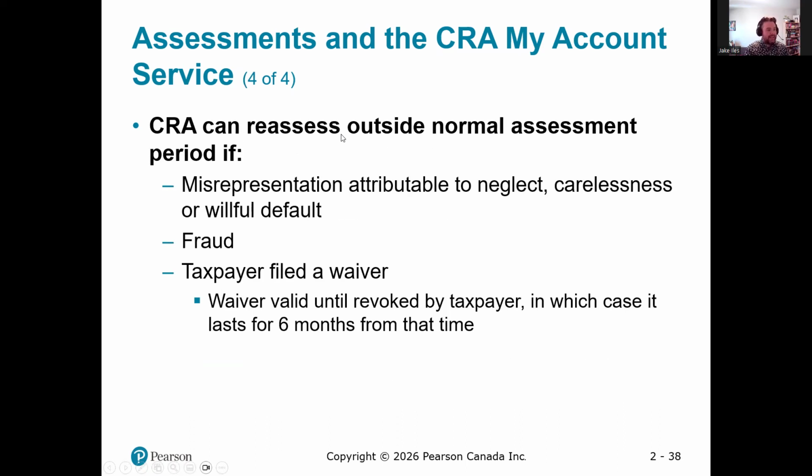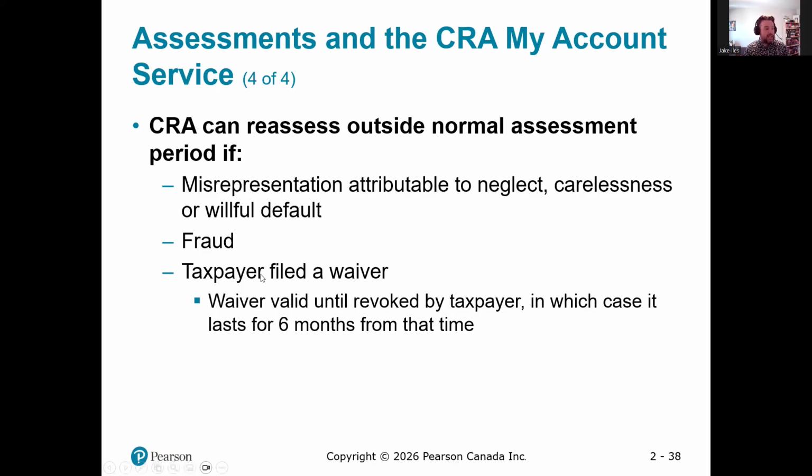Now, the CRA can reassess outside of that 3 year period if they believe there's misrepresentation attributable to neglect, carelessness, or willful default or fraud. So the CRA says, well, we've missed the 3 year period, we can't reassess. But hold on. It looks like you've intentionally lied here. Well, you can't avoid a crime just by saying, well, too long, that 3 years passed. So they can go beyond that 3 year period if they believe a crime has been committed or a negligent misrepresentation has been performed.